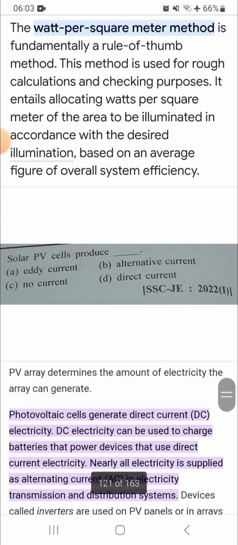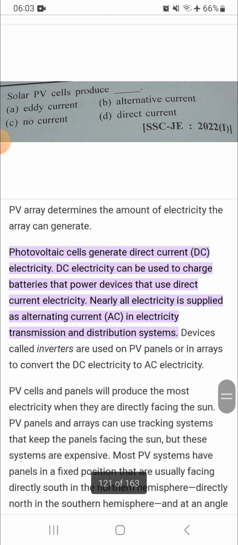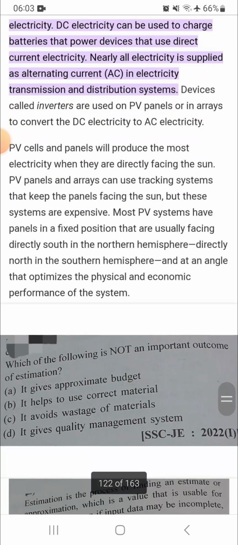Solar PV cell can produce DC current, direct current. Option D is the right answer. Photovoltaic cells generate direct current electricity. DC electricity can be used to charge batteries that power devices that use direct current electricity. Nearly all electricity is supplied as alternating current in electricity transmission and distribution systems.